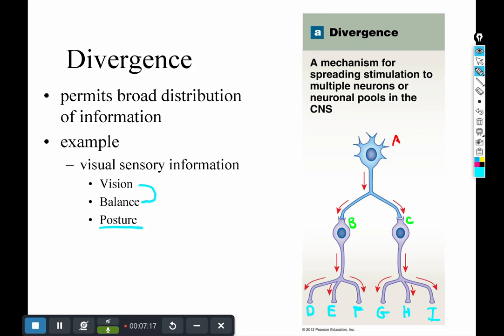And so divergence is one of the ways that all of these signals are coordinated together to produce the output of you having stable, balanced posture, coordinating both vision and vestibular sense.